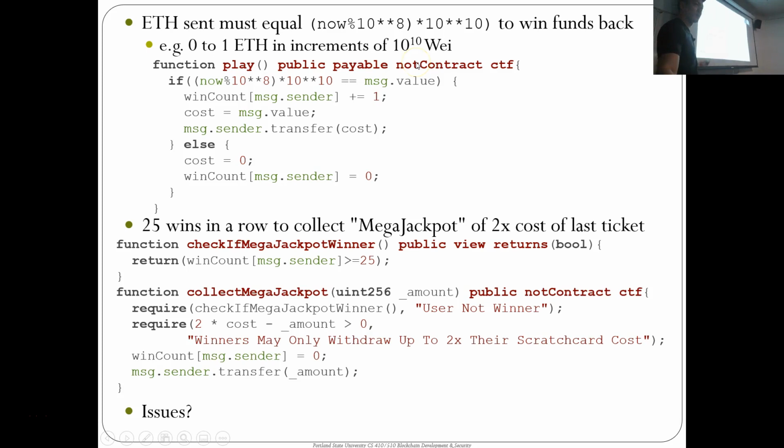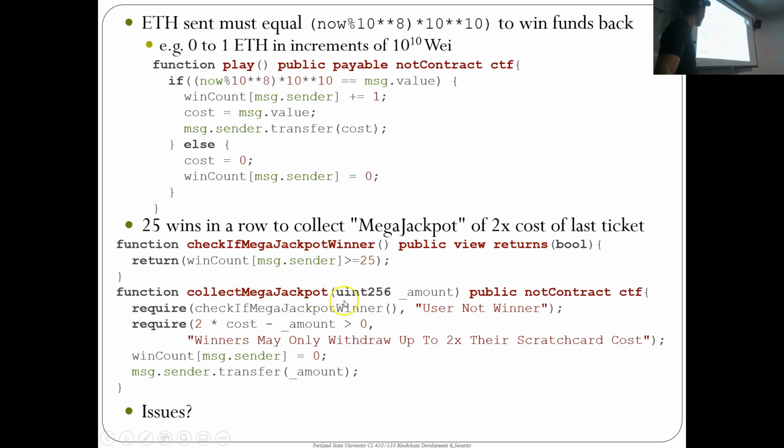Okay, so this is making it hard, right? If you have managed to send a particular amount of ether or wei that gets you this, then you win the scratch card. And then you get your money back. So the scratch card value gets returned to you. And then this counter, if you are a mega jackpot winner, if your win count is more than 25, then you can get this check if mega jackpot winner is called from collect the mega jackpot.